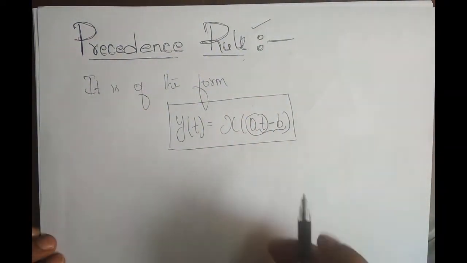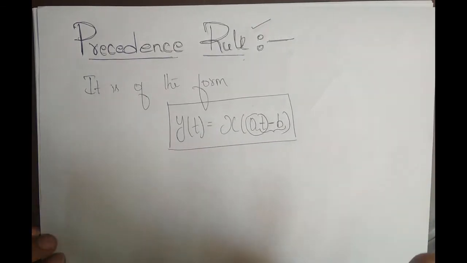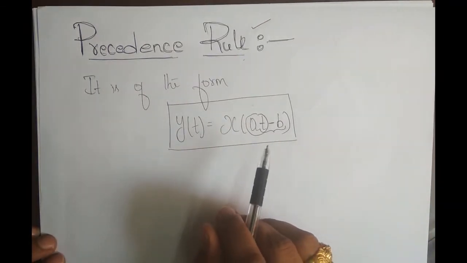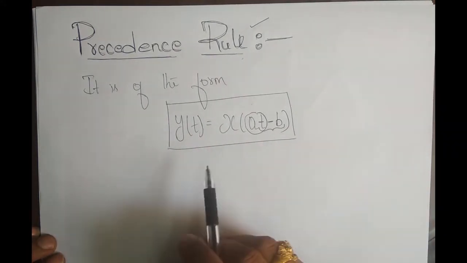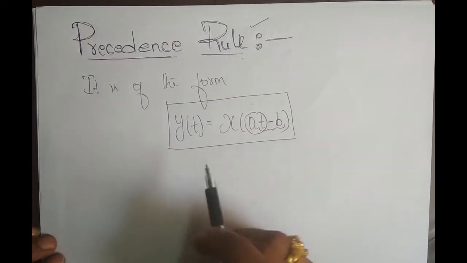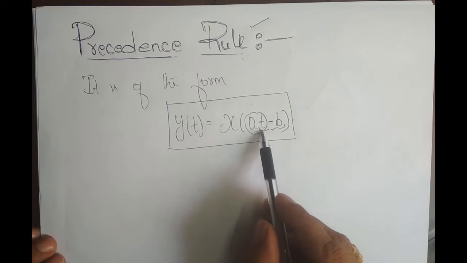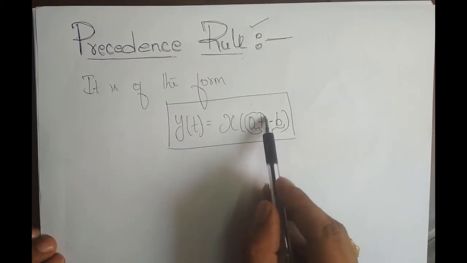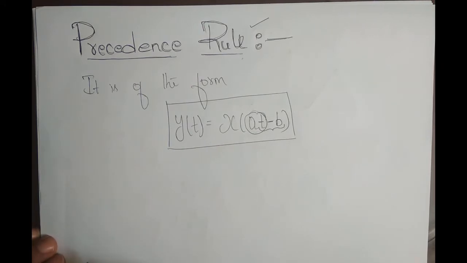I cannot just randomly shift it or scale it and then shift it. There is a rule which we need to follow. In the following discussions, we will see what happens if I violate the precedence rule. So when do we use the precedence rule? Whenever a signal x of t involves both time shifting operation as well as time scaling operation, then we have to use the precedence rule.